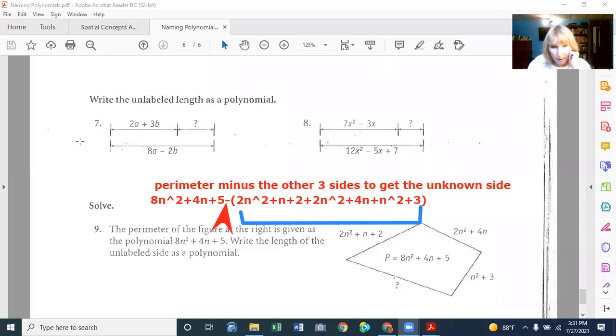The 7 and 8, same thing. Your total is on the bottom here. It's 8a minus 2b, and then minus in parentheses 2a plus 3b to get the missing part right here. So it's just picturing what you were doing on the problems above it.